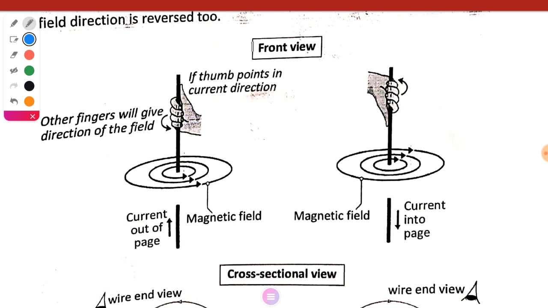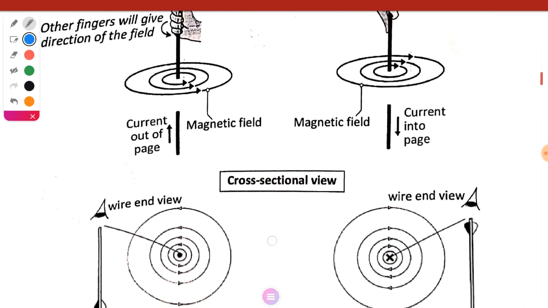The magnetic field is in the form of concentric circles. On the left-hand side, the thumb is up and the other fingers point to the direction of the field. On the right side, the thumb moves down. On the first side, the direction of the field is anti-clockwise. And on the right side, the direction of the field is clockwise.